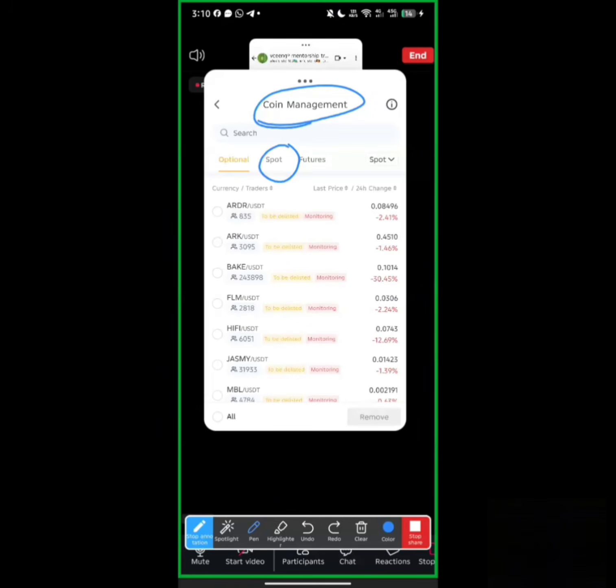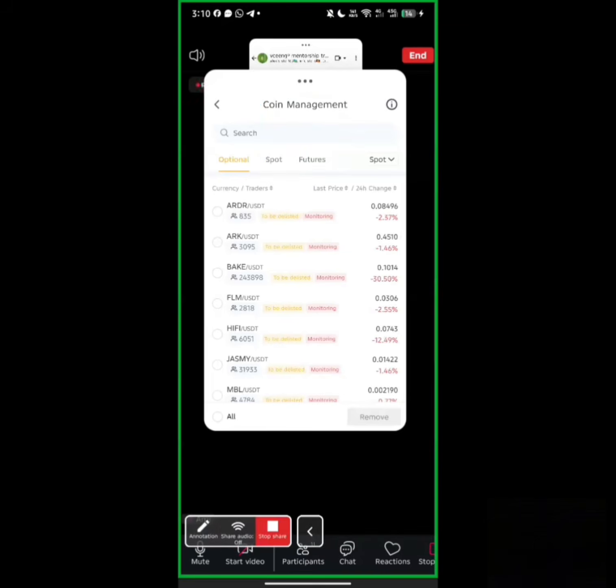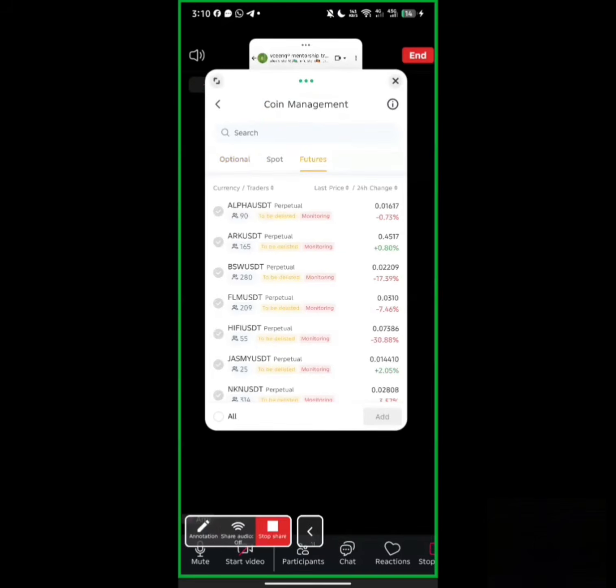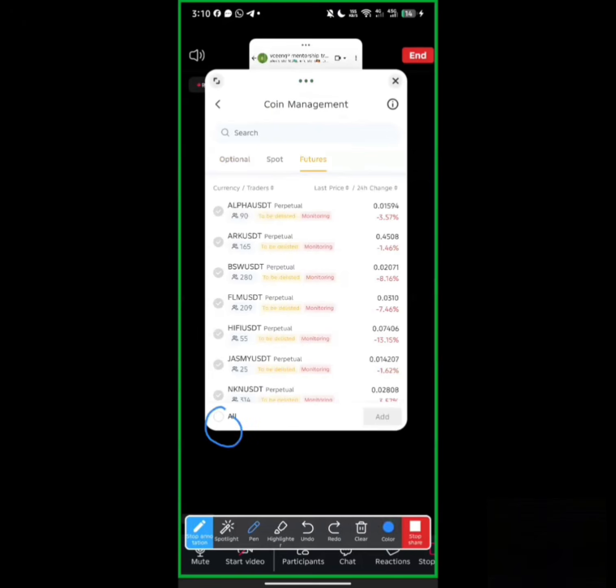these sports. If you are trading in the sports, you click on sports. And if it is the futures, you click on the futures. You can do it one after the other. So let me just click on futures right now. I click on futures and then you can see after clicking on futures like that, you're going to click on all at the bottom here. You're going to click on the checkbox, which says all at the bottom there.